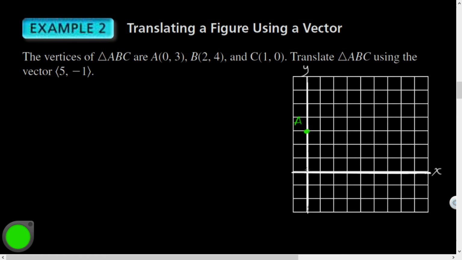B is 2, 4. So right 2 and up 4. There's B. And C is 1, 0. So over 1 from the origin, don't move up or down. There is C. We could also connect those dots. I guess they did say it's a triangle, didn't they?